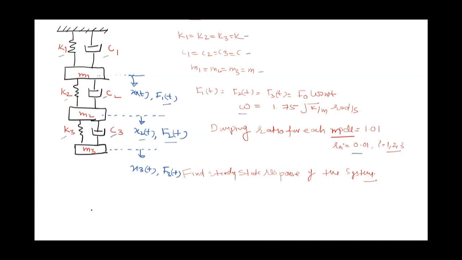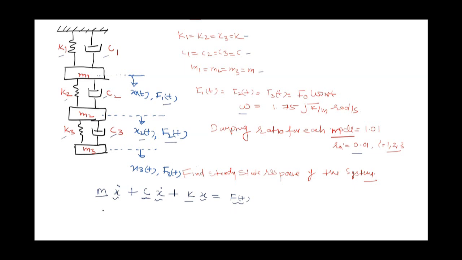So as we discussed in our lecture, the first step is to develop the governing equation for the multi-degree of freedom system. So the governing equation is given as M x double dot plus C x dot plus K x is equal to F(t). So here these are the mass matrix, damping matrix, stiffness matrix, and force vector.